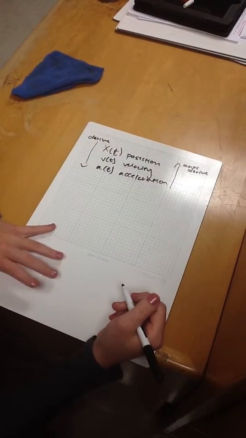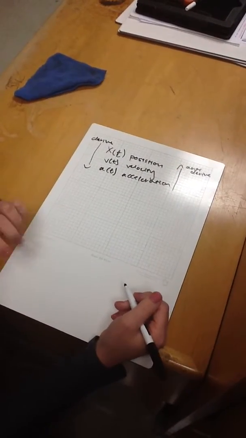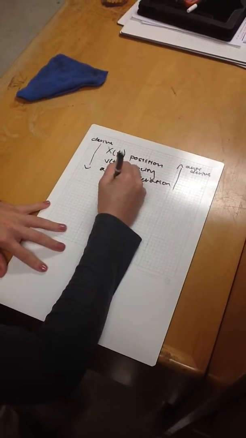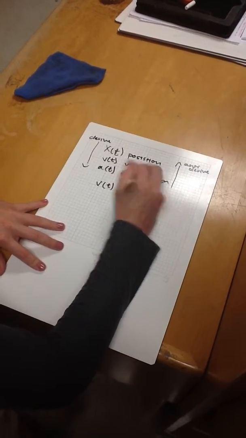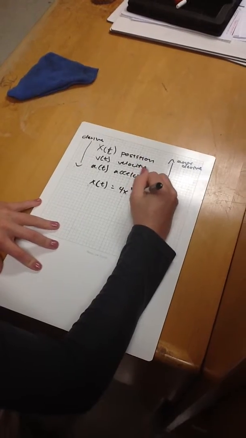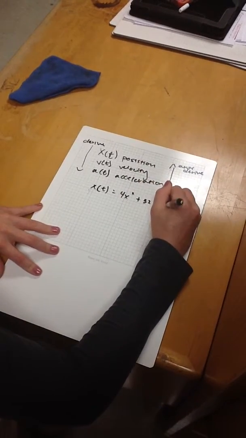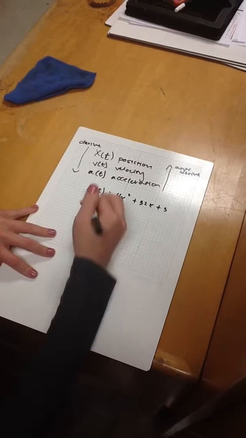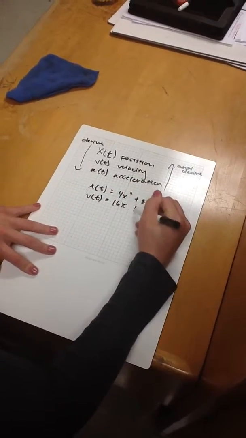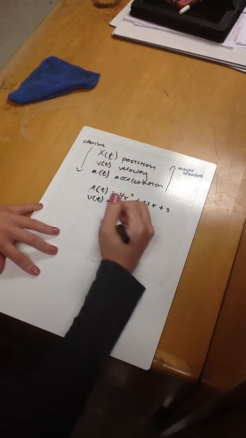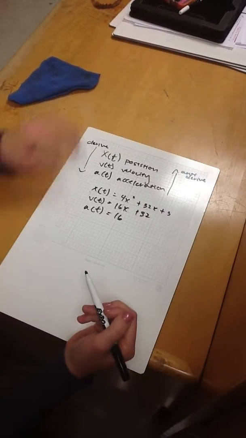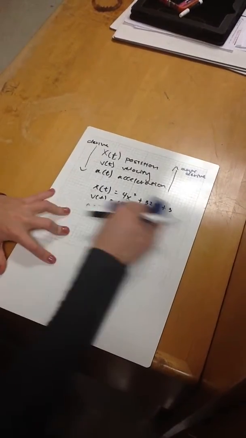So an example would be if you're given the position equation, say x of t is 4x squared plus 32x plus 30, and you want v of t, you're going to derive that, so it's 16x plus 32, and if you want to go all the way to acceleration, you'll just have 16. So deriving it is pretty simple.